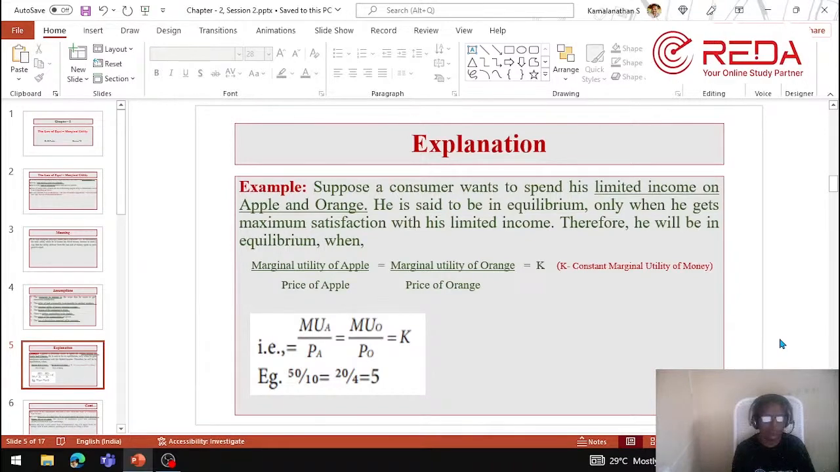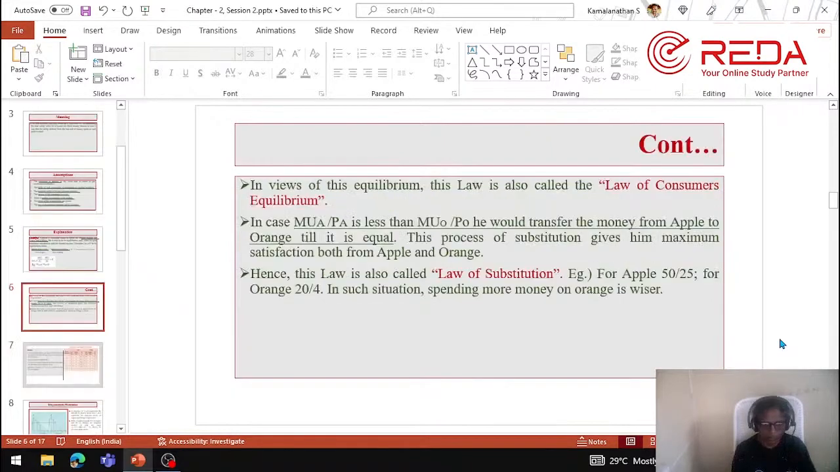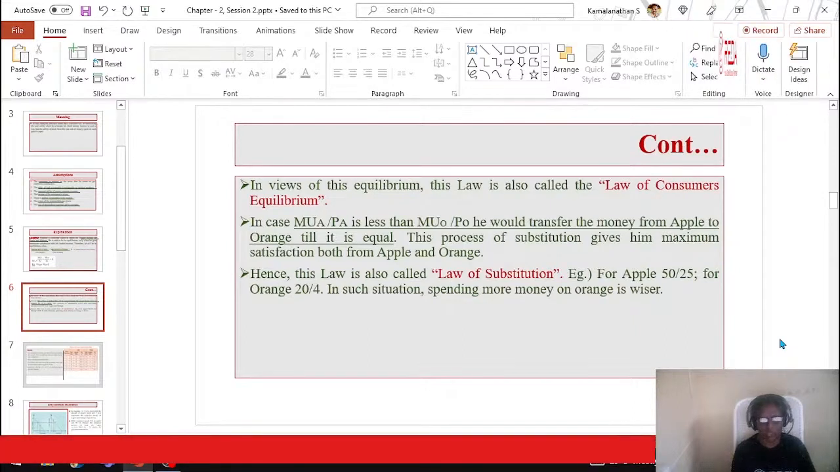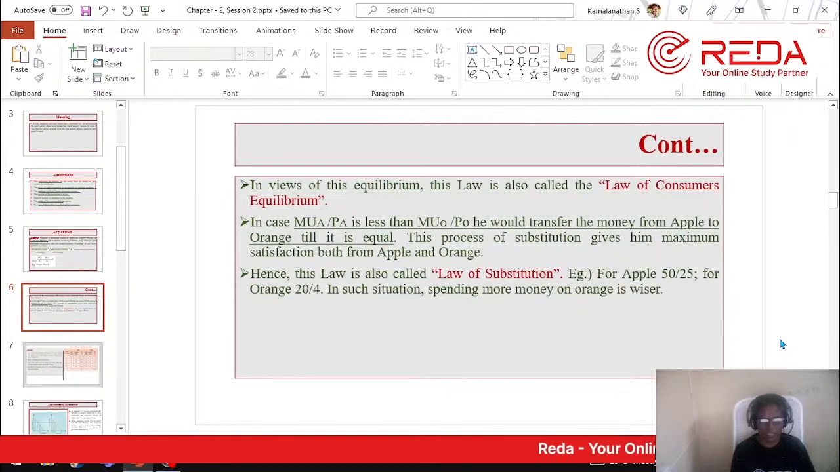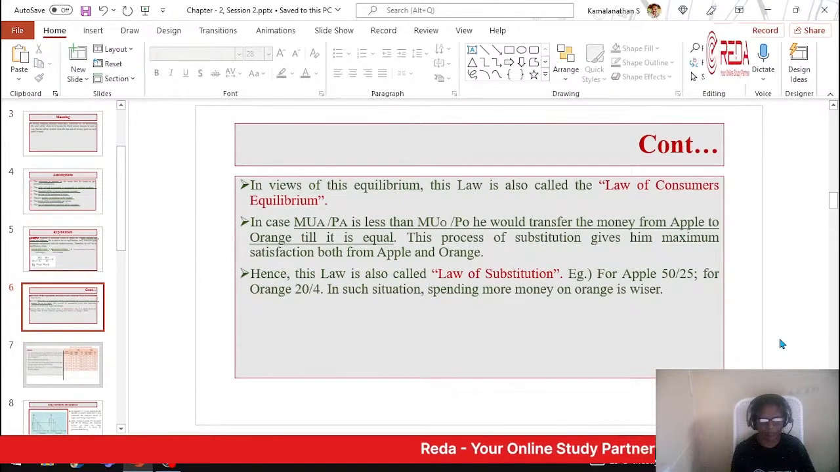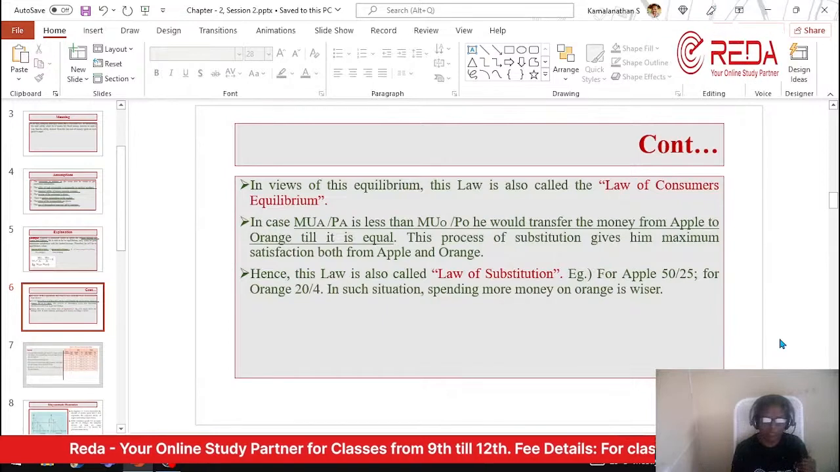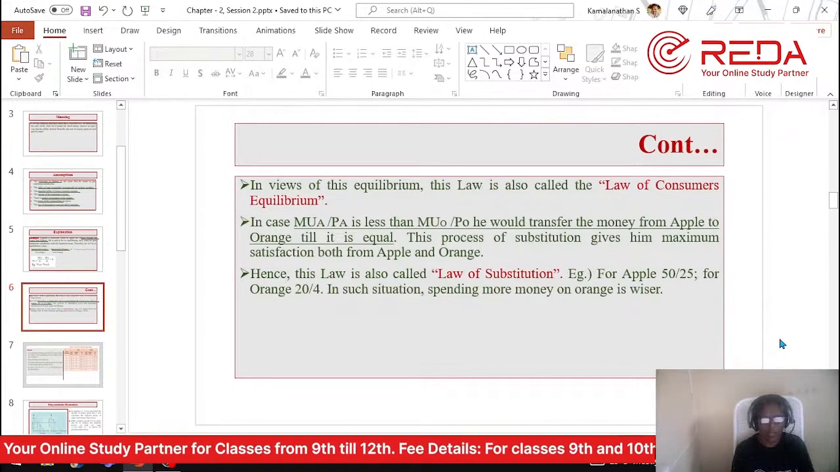This, for seeing it, may be a difficult one, but by the following example we will see how this calculation happens. Okay, and by seeing this law, we call this law the consumer's equilibrium. This law is also called what? The law of consumer's equilibrium. So suppose the marginal utilities of the consumption of apple and orange are equal, then the law is said to be the law of equimarginal utility, as we have seen.